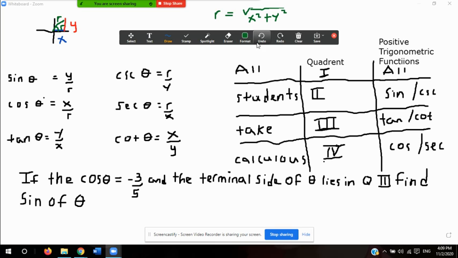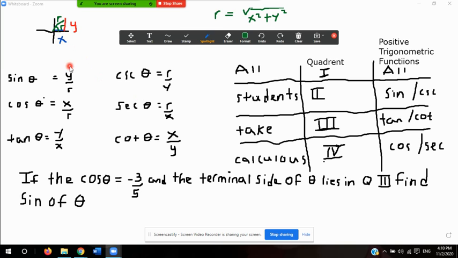Based on that, we were able to come up with the six trigonometric functions that we use when calculating values on a Cartesian plane. We said the sine was always y over r, y being opposite, r being the hypotenuse. Cosine was x over r, x being adjacent, r being the hypotenuse. Tangent was y over x, y being opposite, x being adjacent.